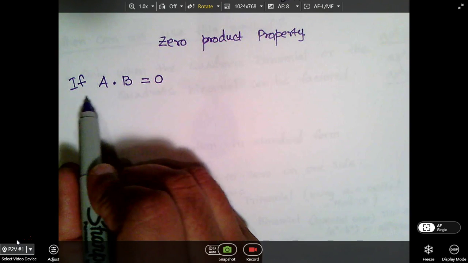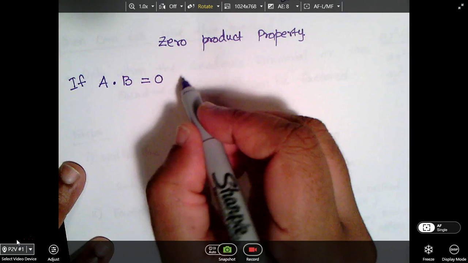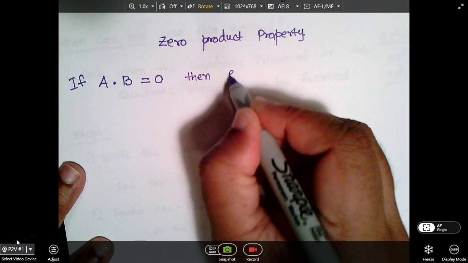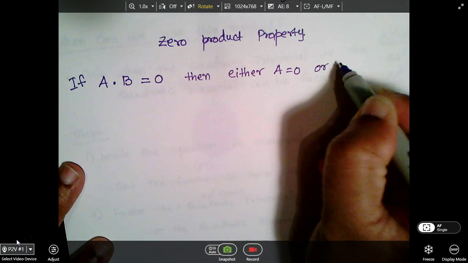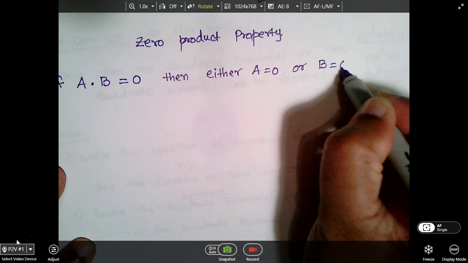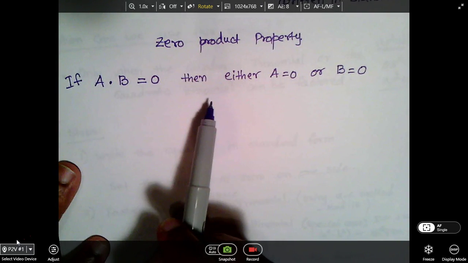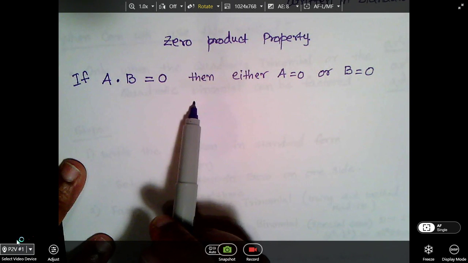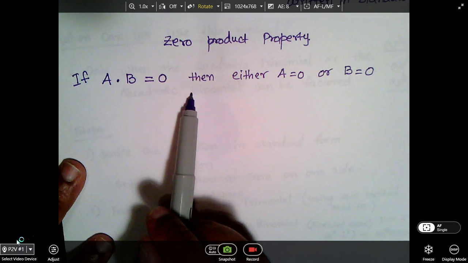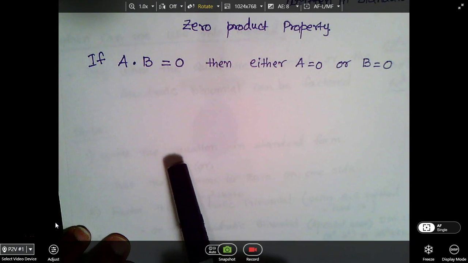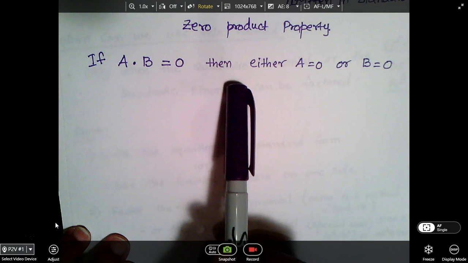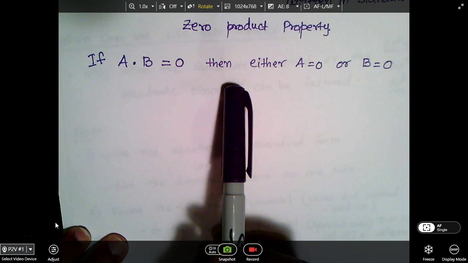All right. So if A times B is equal to 0, then either A is equal to 0 or B is equal to 0. This is the zero product property. It's going to come in handy while we apply this property to solve our quadratic equation. This can be applied to the factors, so we apply it to our factors and solve for our x.